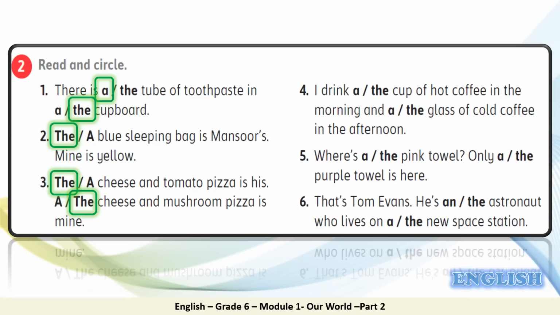Number 4. I drink a cup of hot coffee in the morning and a glass of cold coffee in the afternoon. Number 5. Where is the pink towel? Only the purple towel is here. The last one, that's Tom Evans. He is the astronaut who lives on the new space station. Well done, and let's move on.